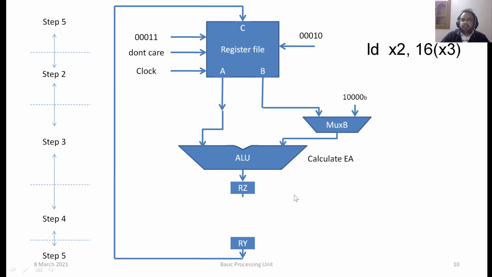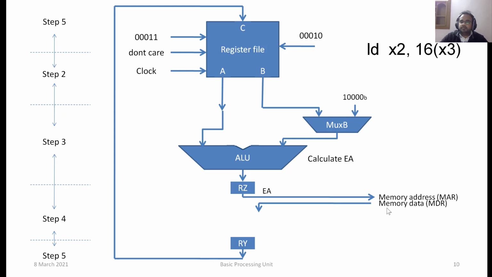Because this RZ, the value in RZ, which is the effective address, now needs to be sent to the memory, means it will be placed in the memory address register, and the memory would respond with data by placing it in a memory data register, and that would be written to RY. So accordingly, we have a new mux labeled as mux5. Now, why do we need a mux here?